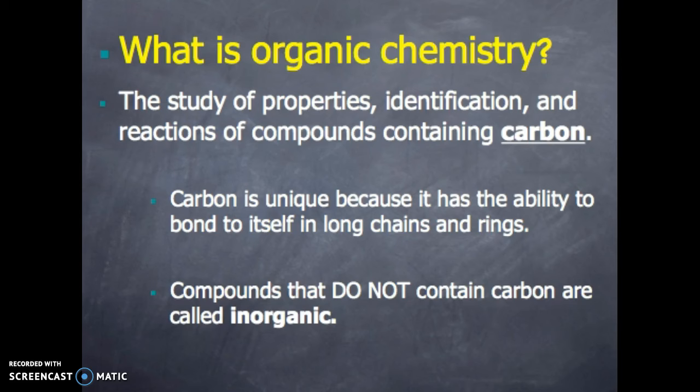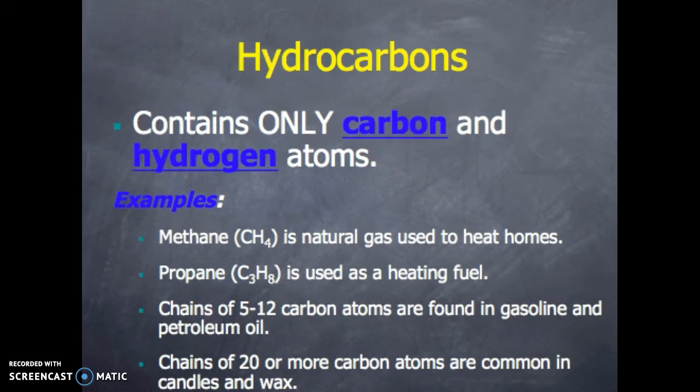Here we go. Organic chemistry is all about carbon. So you need to know that anytime a compound contains carbon, we're talking about the properties, being able to identify it, or anything about carbon, we're talking about some type of organic chemistry. Carbon is unique because it has the ability to bond to itself in long chains and rings. So whenever you see a long molecule containing many carbons and hydrogens, we can call that an organic molecule. Compounds that do not contain carbon are called inorganic.